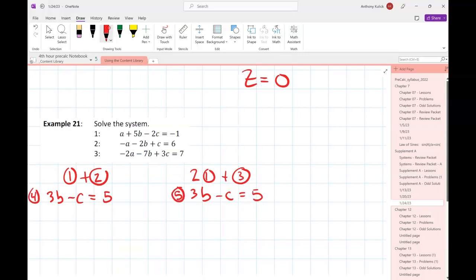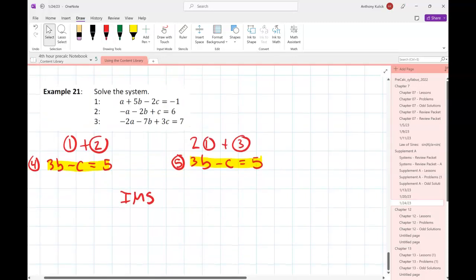Wowzer. What do you notice here? Look at equation 4 and equation 5. What does that mean? I mean, clearly, there's just going to be infinitely many solutions since we have the exact same equation twice. Any attempt to try to eliminate one of the variables, you're going to eliminate everything. Everybody's cool with that? So save yourself the hassle, you can just say IMS from there. But we still need a general solution.